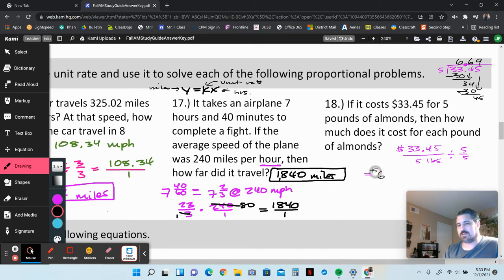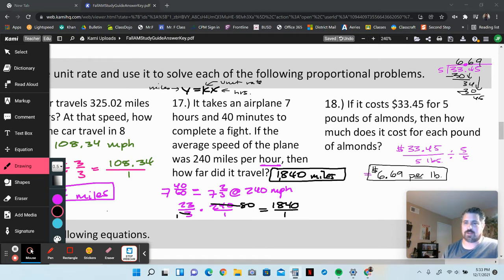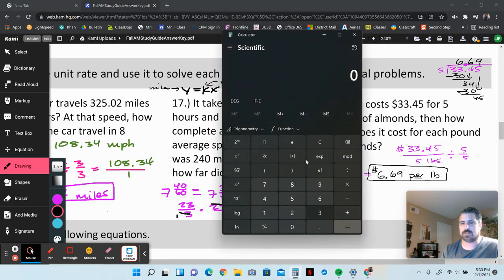So it's $6.69 per pound. And that is the unit price for that problem. How much does it cost for each pound? $6.69. All right, there we go. I want to just check that one mathematically, make sure I don't make a silly mistake, because I am tired. 33.45 divided by 5. Yep, that's correct.